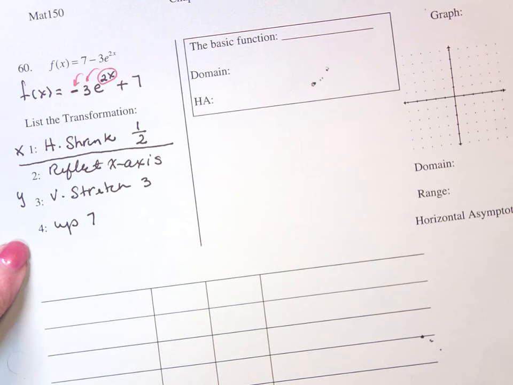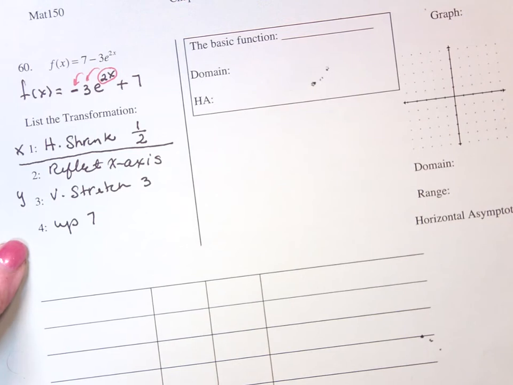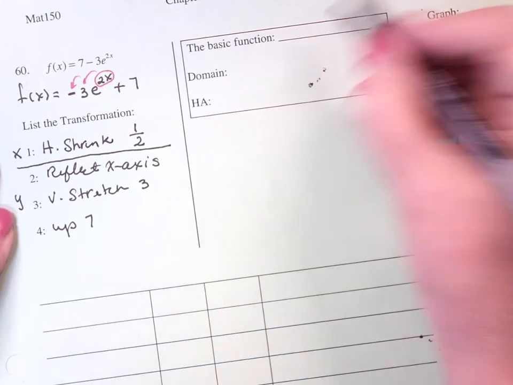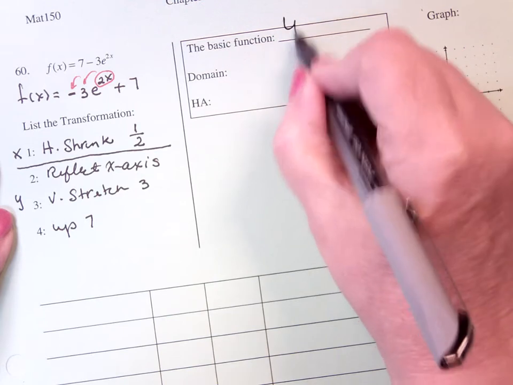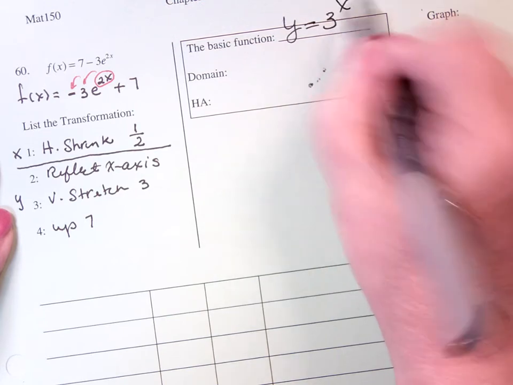See, when you're on the outside, it is what it is. When you're on the inside, it's the reverse of what it is. So if it's a plus, it's a minus. If it's a minus, it's a plus. If it's a 2, it's really a 1/2. If it's a 1/2, it's really a 2 when you're multiplying. So the basic function in this case is going to be y equals 3 to the x.